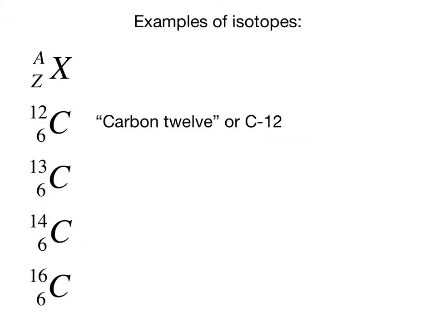Here are some examples of isotopes. These are all isotopes of carbon. We have carbon-12, which is the most common form, carbon-13, carbon-14, which is used for radioisotope dating, and carbon-16. So those are all different isotopes of carbon. Notice that the atomic number for all of the isotopes is the same because they all have 6 protons, but the mass number is different because they have varying numbers of neutrons.